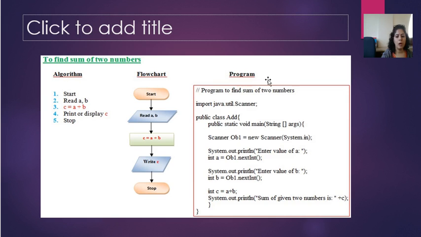Now this is the program, showing how we convert this flowchart into a program. You don't have to study this program, this is just an example. So this is how we can convert an algorithm and flowchart into a program. With this we have completed this topic, algorithms and flowcharts. Tomorrow we will start with the next topic of this unit. So that's all for today.